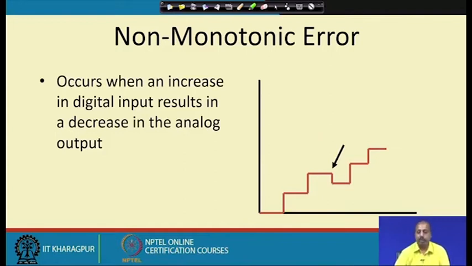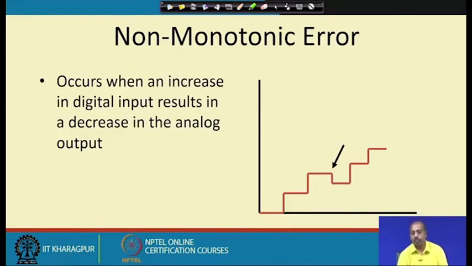But it may so happen that for some digital inputs, the output, instead of increasing, decreases. Like here, when you put this digital value, it produces this voltage. Then you put this digital value, and this is the corresponding analog value. Now, after this, when this digital value was given, the output was like this. After that, when we give this digital value, the output reduces like this. Though the second digital value is higher than the previous one, the analog value has reduced. So, it occurs when an increase in digital input results in a decrease in the analog output. This non-monotonicity error occurs.